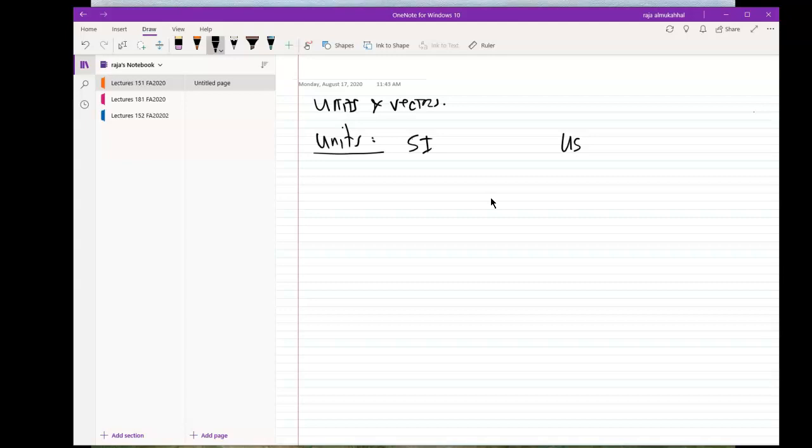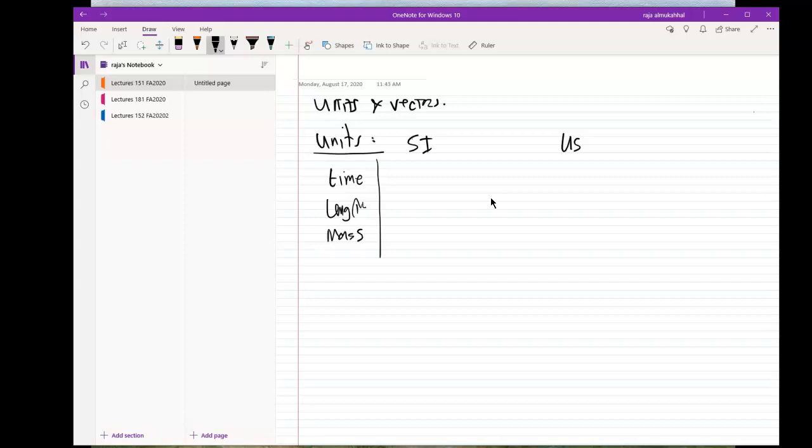SI stands for Système International. That's a French term, or International System of Units. The US system, or the British Imperial System, I think that's what it's called, is only used in the US and maybe a few small countries, but the rest of the world uses the SI system of units. The basic measurements of units are time, length, and mass. Okay.